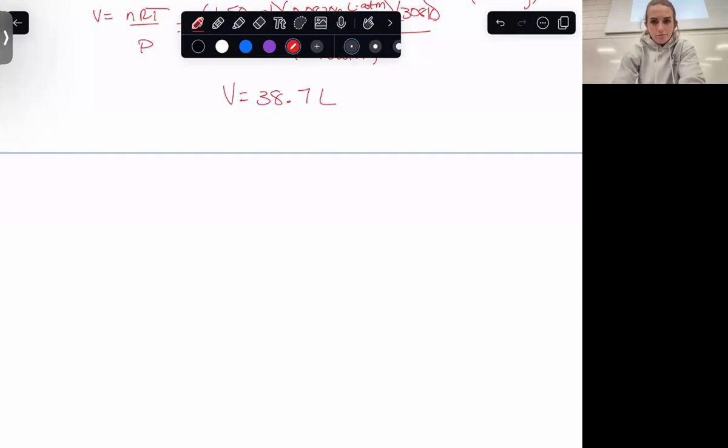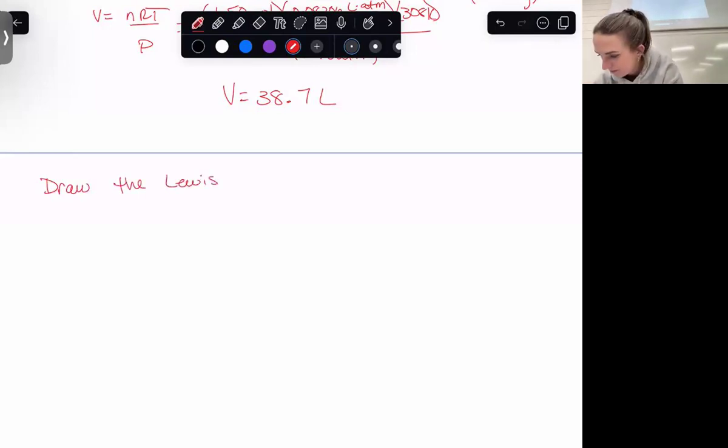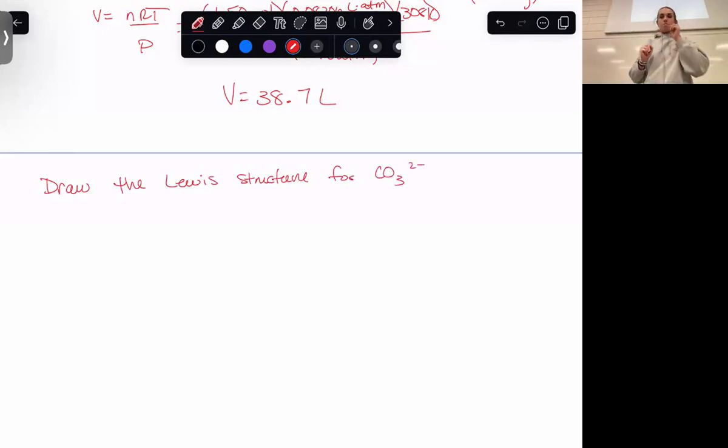I did an example. Okay, so if we're given, we want to draw the Lewis dot structure. Which chapter would this be? This would be chapter 7. Okay, so I want to draw the Lewis structure for CO3 2 minus.